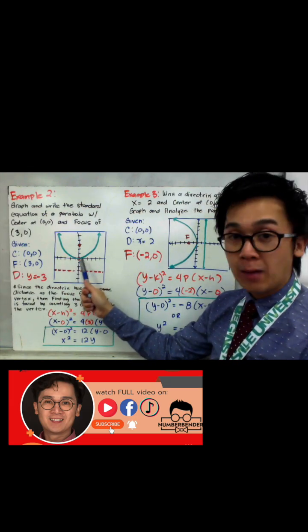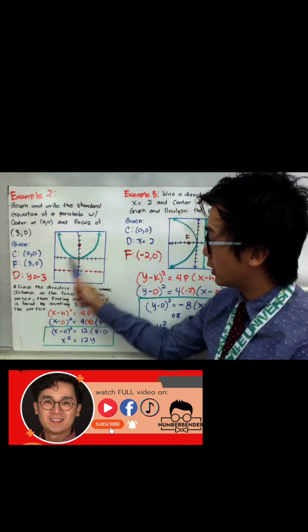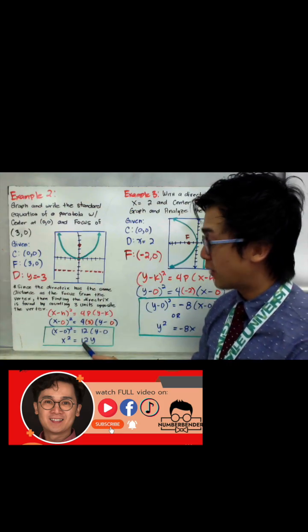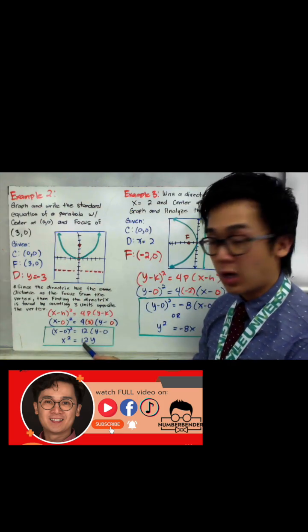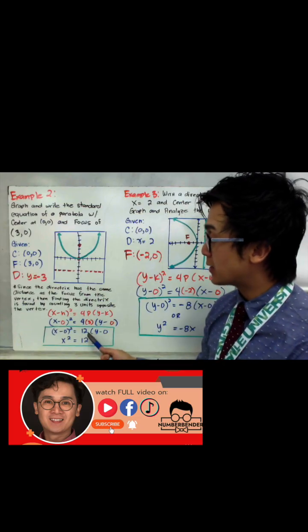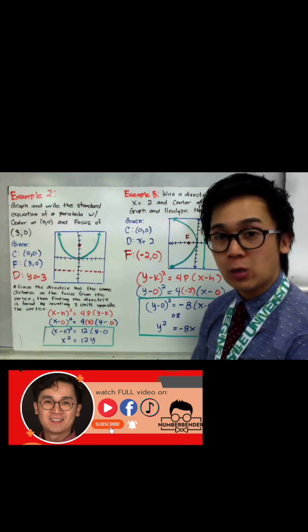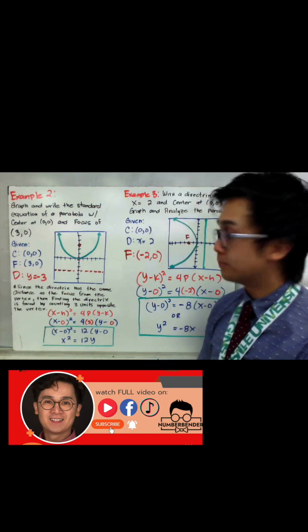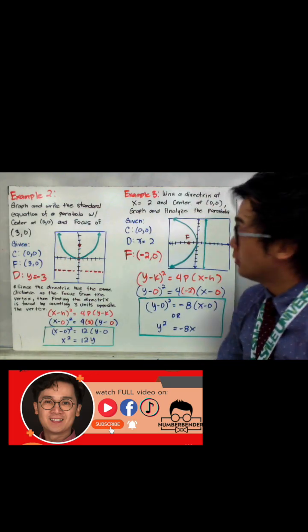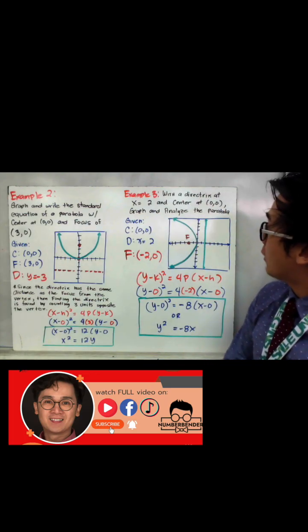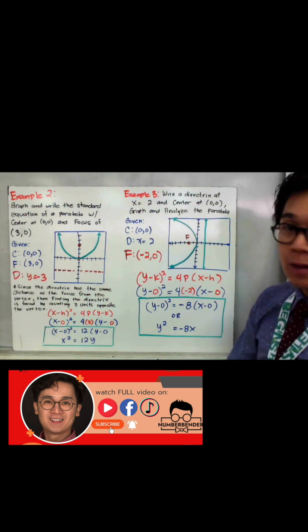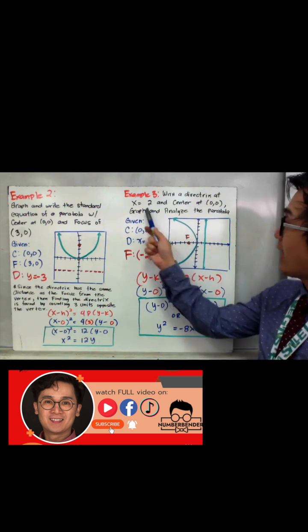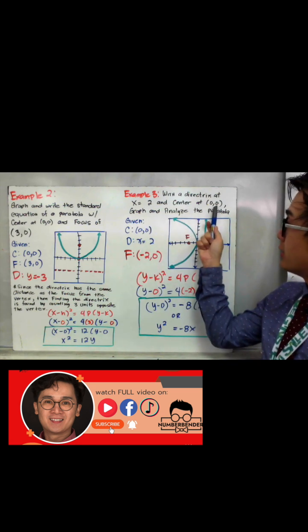Now if this parabola, let's say, is opening downwards, now you know that instead of writing 12y, you'll have negative 12y. So that's why it's important to know how the parabola is opening, so you would know the sign of your p-value. Now for the third example, we have to graph and analyze the parabola with the given directrix at x equal to 2 and center at 0, 0.